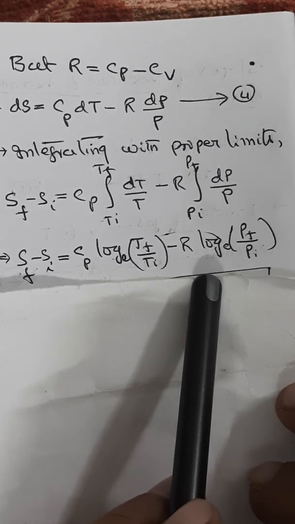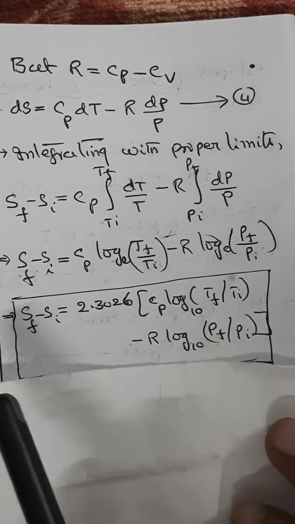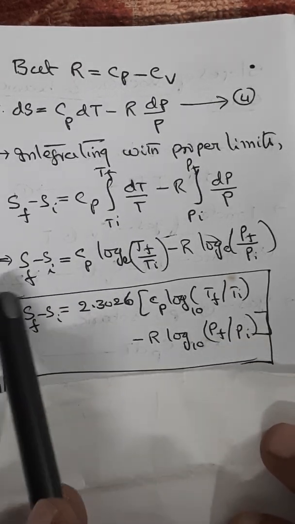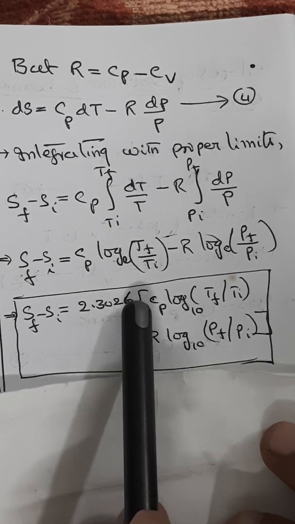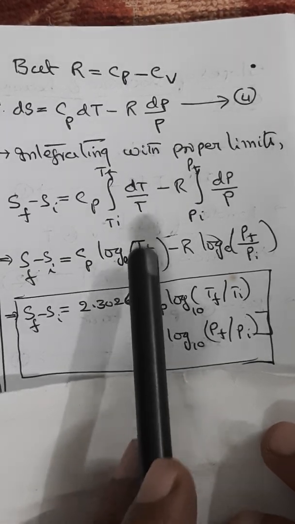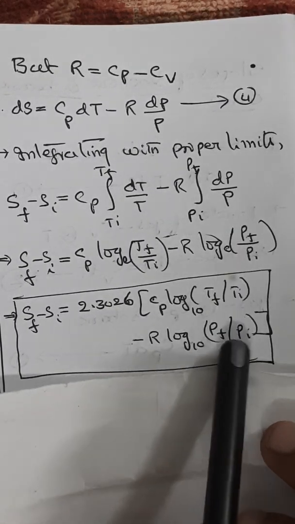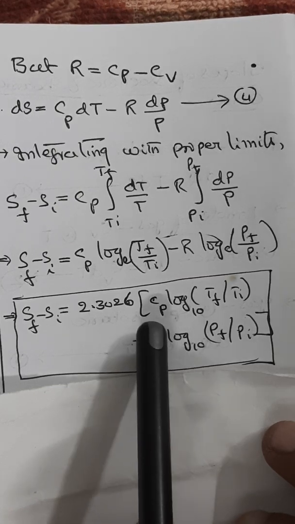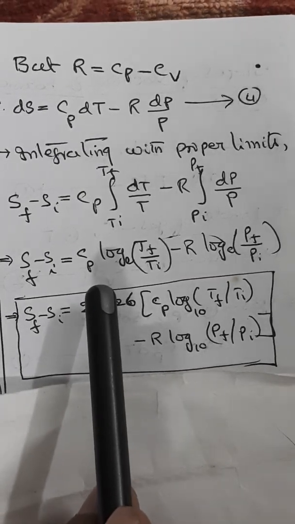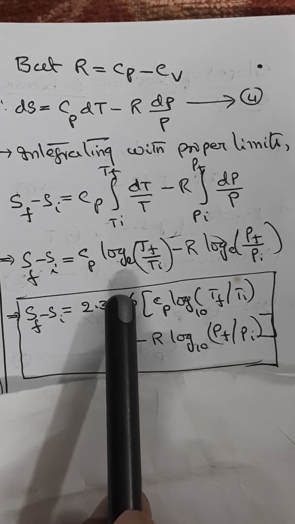And of course this you can convert into log base 10 by multiplying with 2.3026. So Sf minus Si will become 2.3026 into Cp log Tf by Ti to the base 10 minus R log Pf by Pi to the base 10. This is how we can express the change in entropy in terms of temperature and pressure.